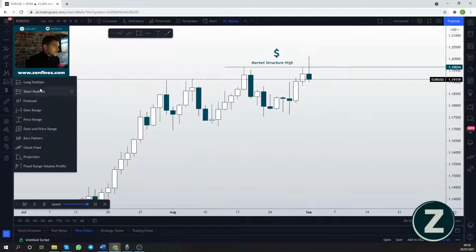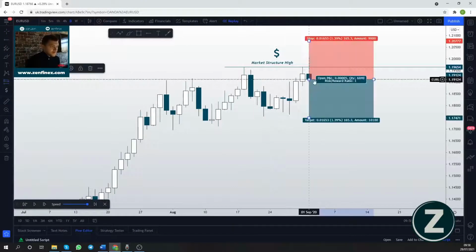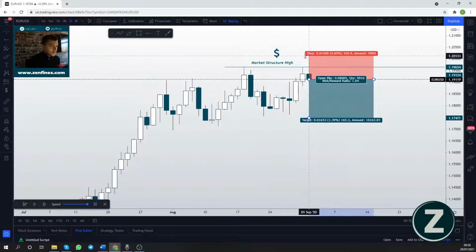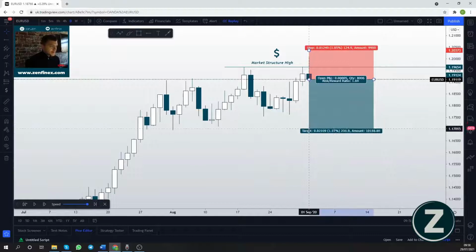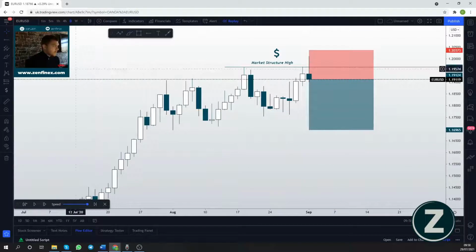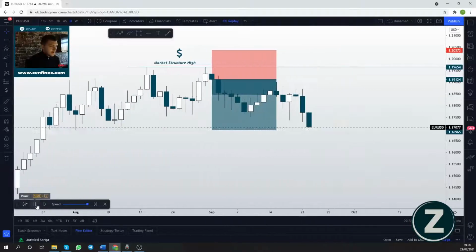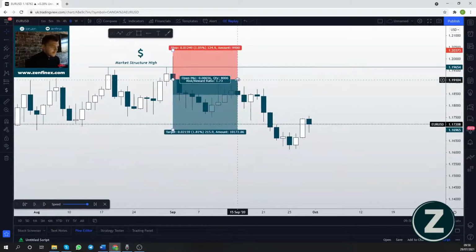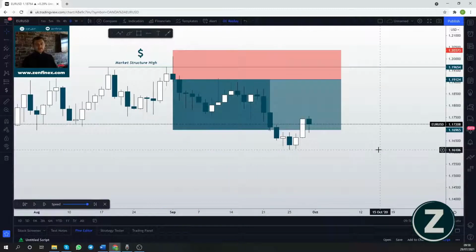So what you might do as a trader who's trading false breakouts, you might have your stop loss just above the wick, and maybe your take profit down at the lows here, which is probably the most realistic take profit. And you can see the market run down and smash our take profit.